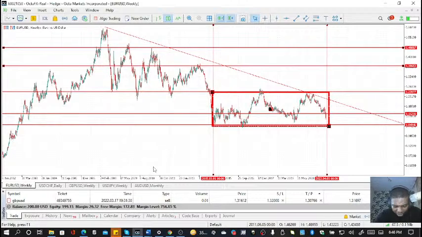Someone is asking if I'm right. Why didn't you use 0.05? All right, so I have to talk about lot size here, right?